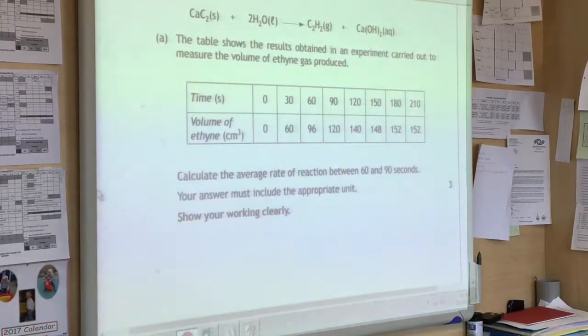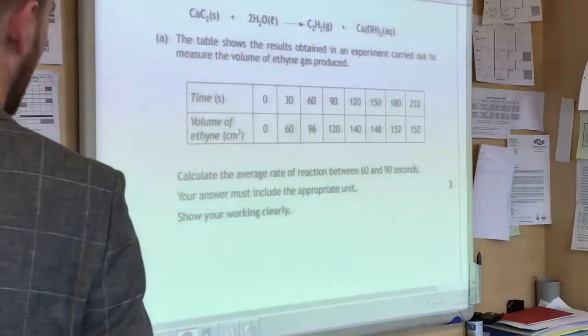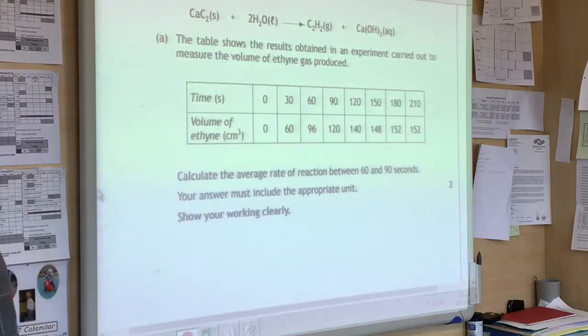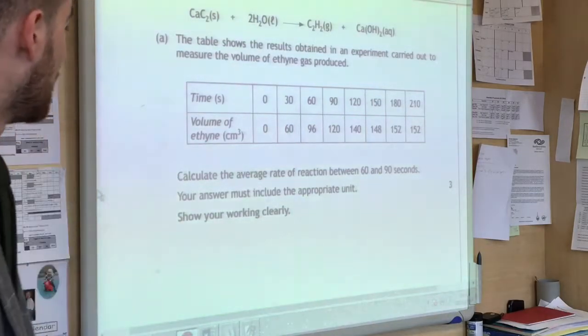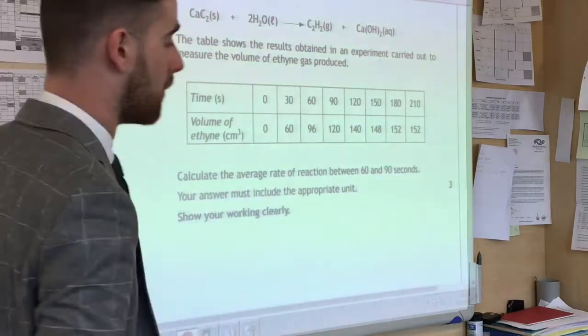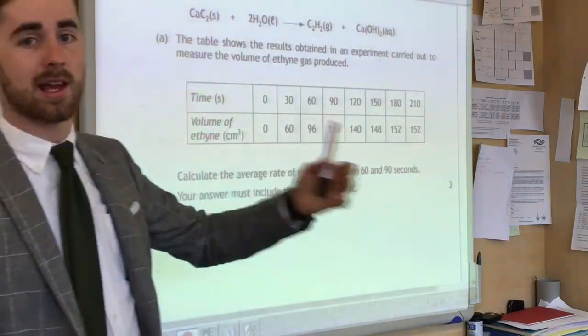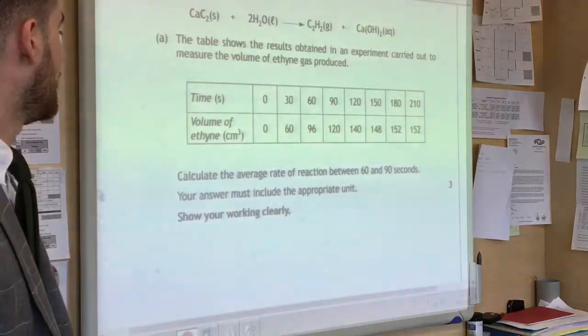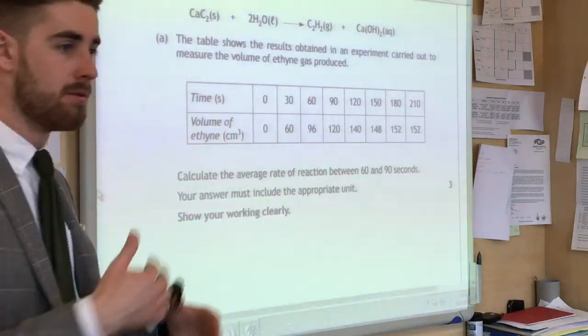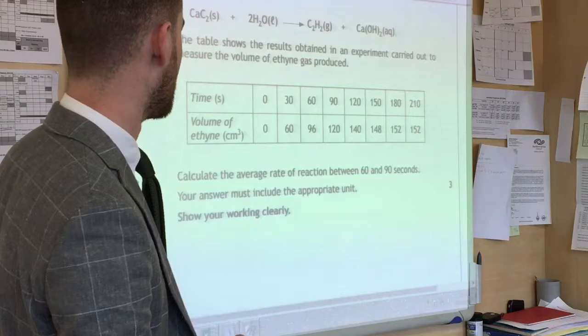So we're going to be looking at how to calculate the average rate of reaction when you're given a table of values. The table of values you have here is essentially a timeline of a reaction. We have the time, and every 30 seconds we take a measure of the volume of ethene gas produced.